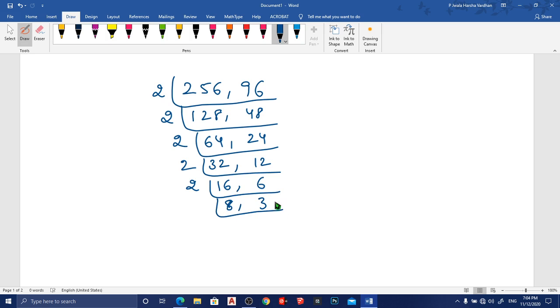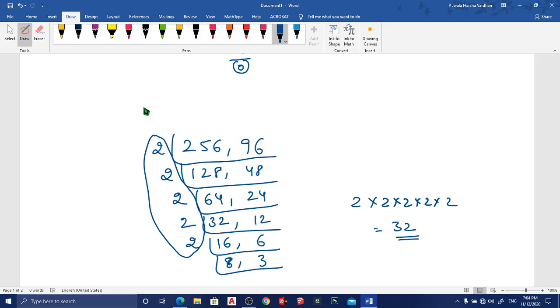Here we have to stop because both the numbers 8 and 3 are not divisible by any of the prime numbers like 2, 3, 5. You cannot divide both the numbers at a time. You can stop here. Up to here only you have to take. So now it is 2 into 2 into 2 into 2 into 2, which is 32. 2 2s are 4, 4 2s are 8, 8 2s are 16, 16 2s are 32. Same answer you are getting. This is called the common division method.